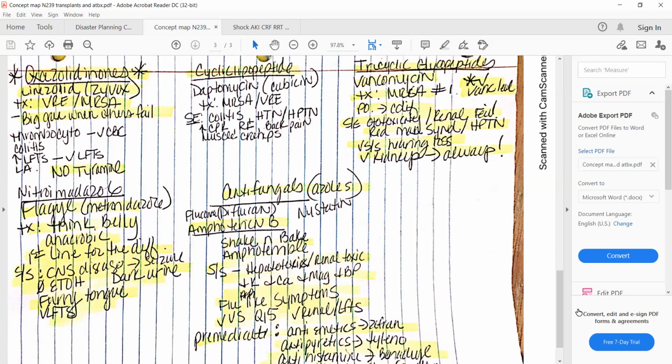Side effects, here we go: colitis. They can actually have hypertension or hypotension. Again, CPK, we're looking at whether it impairs the muscles. They can have some muscle cramps. They can go into renal failure and have some back pain.